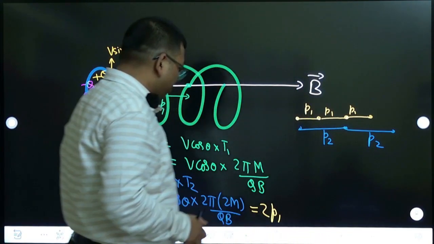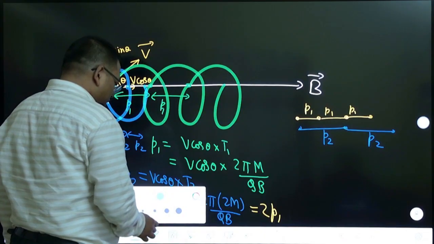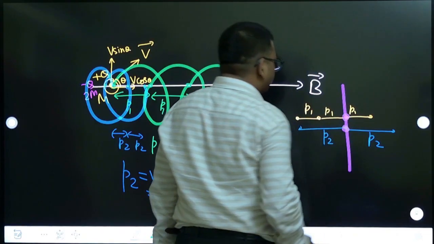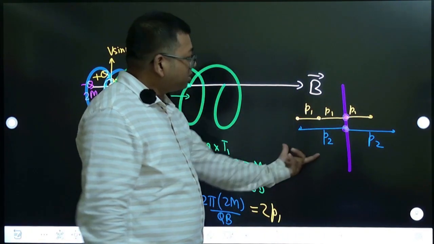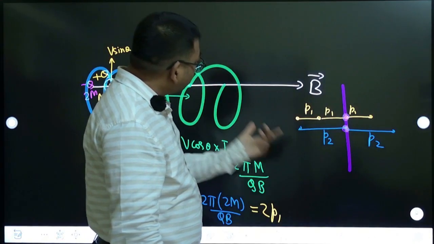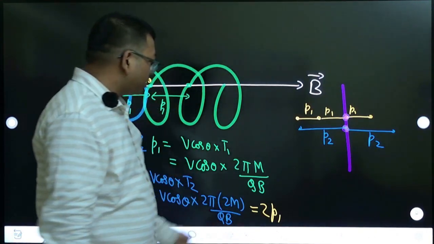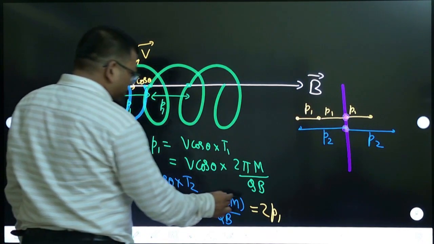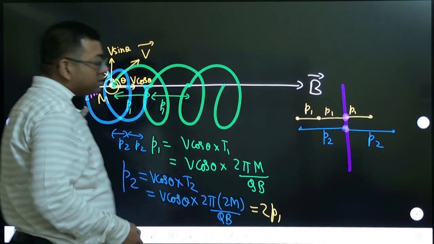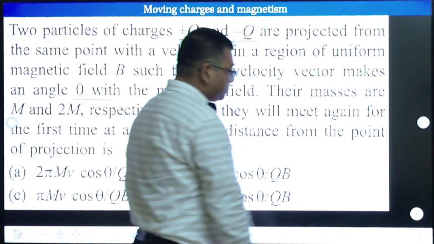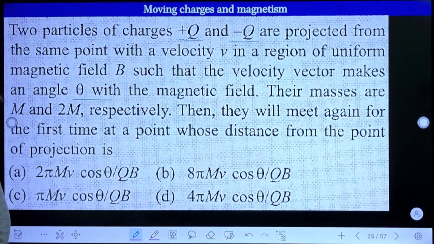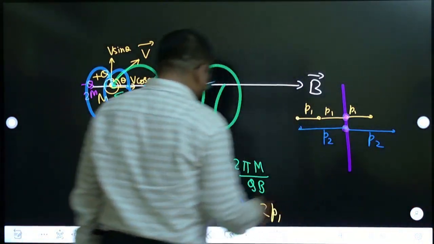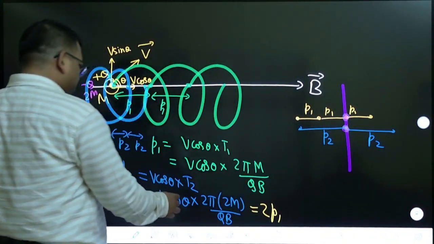So that means they will come again and meet at this point here. This is the common point where they will meet, right? So this much time is the time period of the second one that you have to consider. After how much time will it meet? They will meet after this time. They are asking time or distance. What are they asking? At a point with this distance, they are asking for distance, which means they will meet at pitch 2. We have already calculated pitch 2.